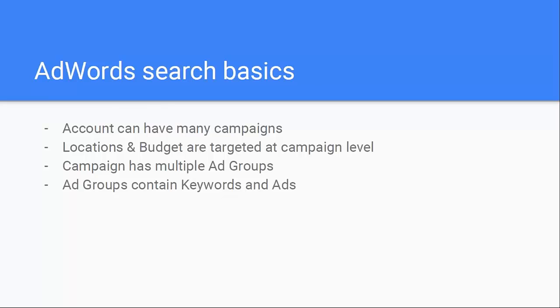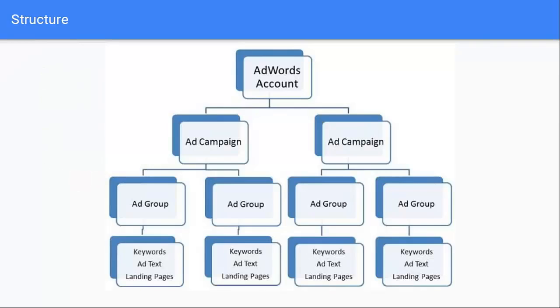I'll just briefly explain what an AdWords account looks like. An AdWords account can have multiple campaigns. The location and the budget are specified at the campaign level. A campaign can have multiple ad groups, and an ad group can contain keywords and ads. I'll explain these terms as we move ahead. I have a small image where you can understand how the structure looks.